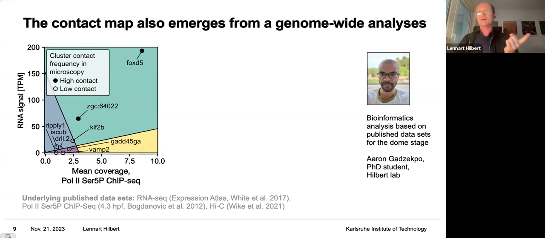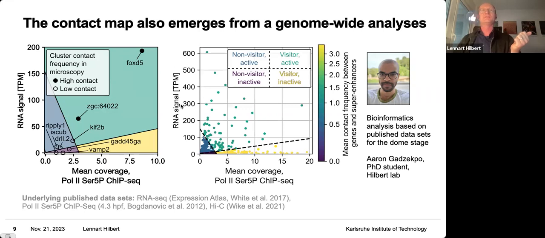So we can now go ahead and use the same method to assess not only the genes that we did by microscopy, but basically all the genes that can be assessed in the stage by sequencing-based data. What we find is that inside of these quadrants, here visitor active and visitor inactive, the genes in the quadrant for visitor genes that are inactive have the highest contact frequency from Hi-C data, which we would also expect based on our previous results.